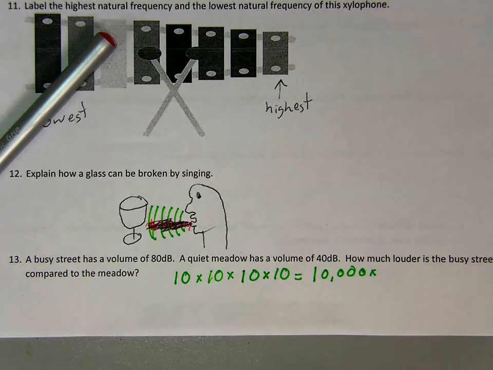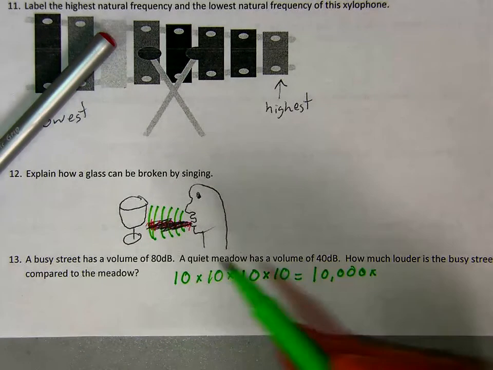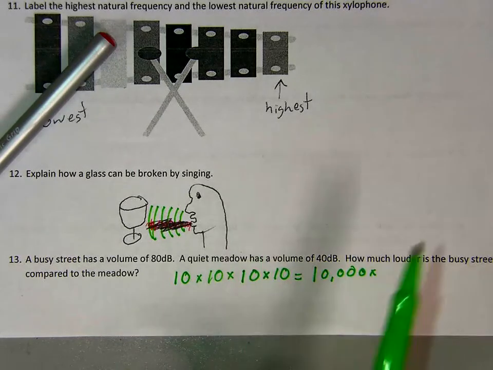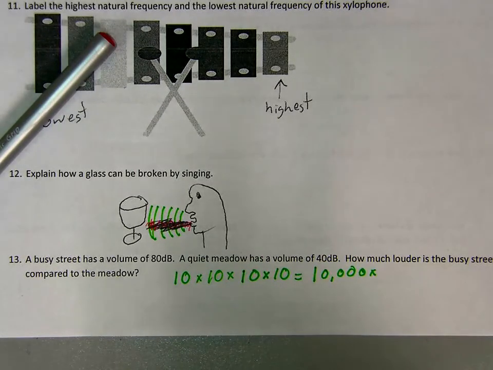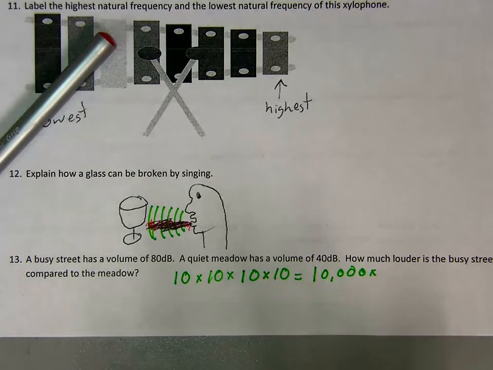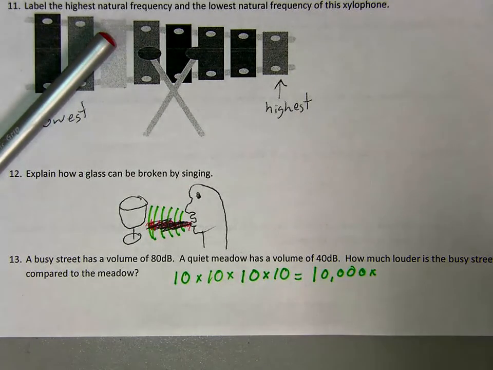So basically, when we're talking about the decibel scale, every increase of 10 decibels is 10 times louder than the last. So if we're talking about the difference between a whisper that's like 20 decibels and somebody shouting that's like 80 decibels, that would be 6 times you're going up by 10. So 10 to the 6th power, you get 1,000,000 times louder. Okay? Okay.